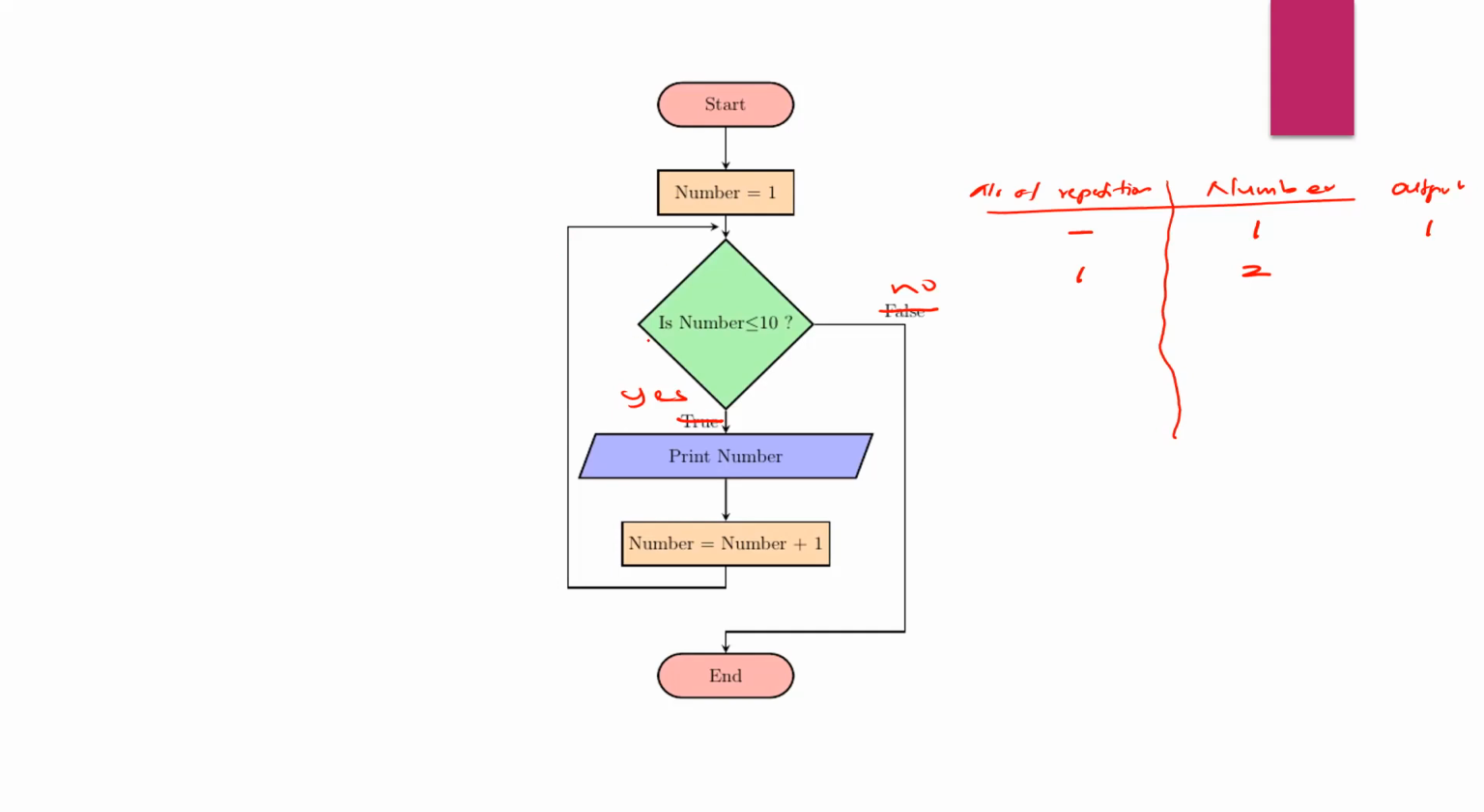Right, next you go up, you check whether the number, now that is 2, is less than or equal to 10. Yes. So that is the second repetition. You print the number 2, and then 2 plus 1, the number becomes 3. So at the end of the second loop, the number is 3 and you have output 1 and 2. Again, you go to the top, number is 3. You check whether 3 is less than or equal to 10. Yes. So the third repetition.